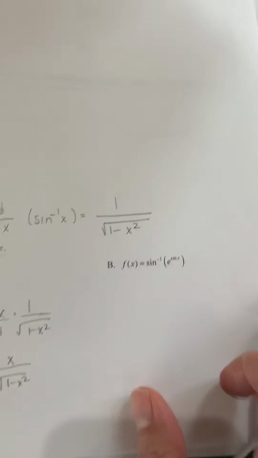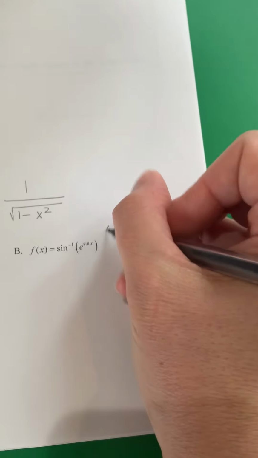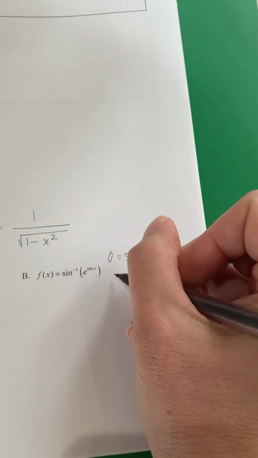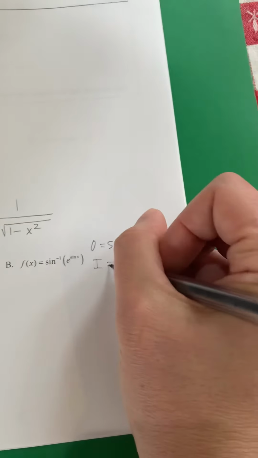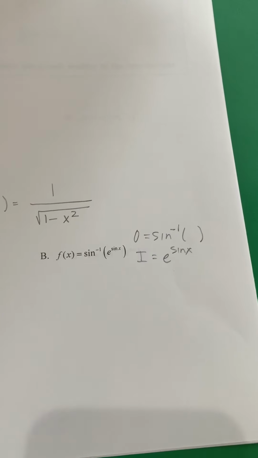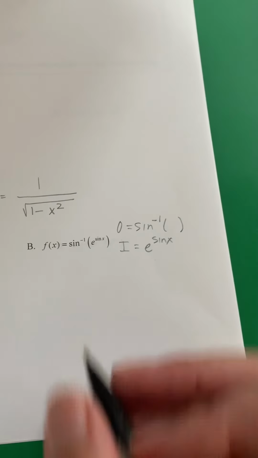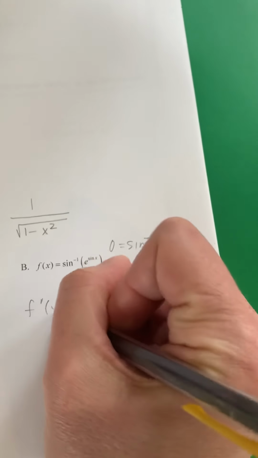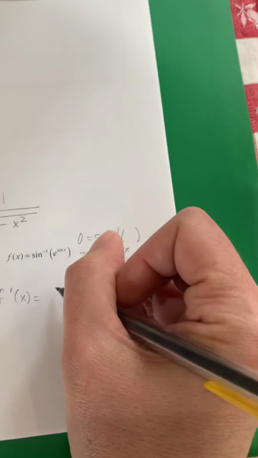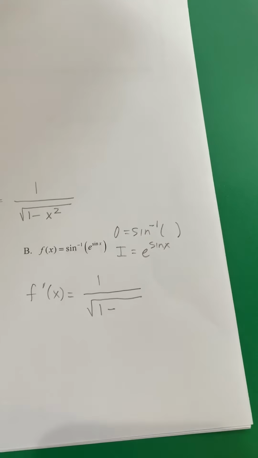All right, for part B, we need to use the chain rule. So our outer function is going to be the sine inverse function. And inside the sine inverse function, we have e to the sine x. So for the chain rule, we need to do the derivative of the outside times the derivative of the inside. So the derivative of the sine inverse function is 1 over the square root of 1 minus.